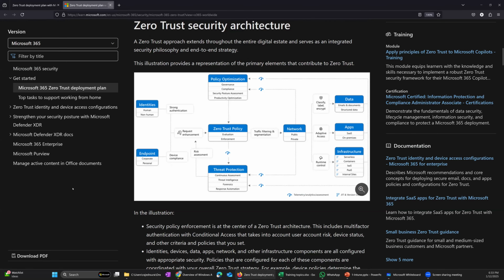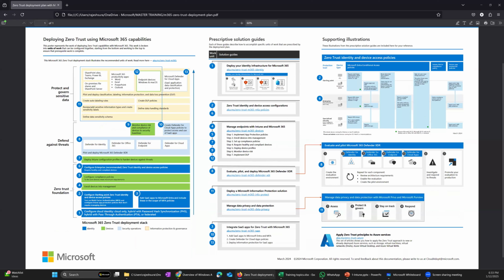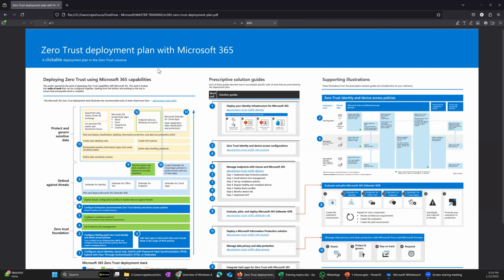I'll just zoom in. The reason we have to look at a higher picture as to why we need to learn Intune and why we need to learn Defender for Endpoint is because these two products will make up almost 50 to 60% of this entire zero trust deployment plan.